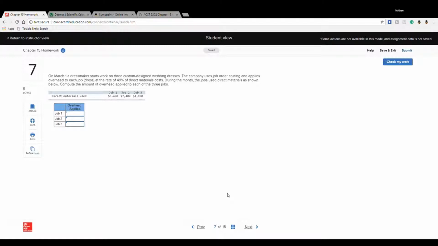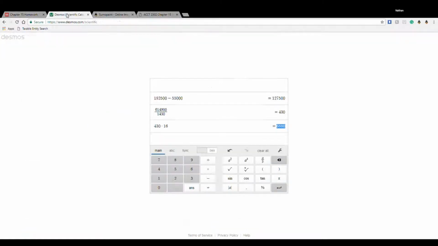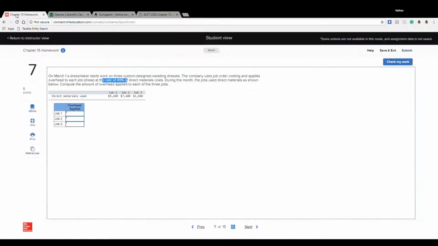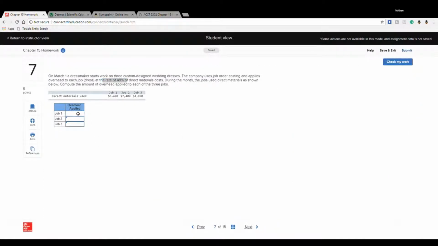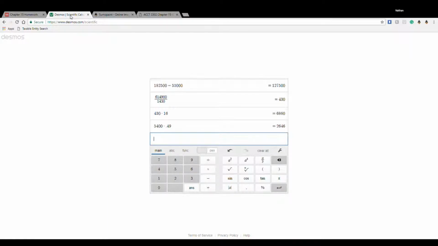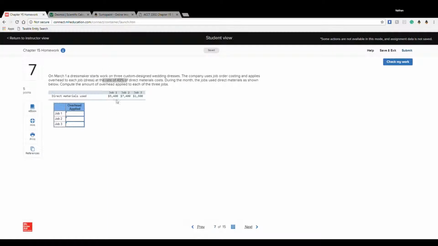Alright. So this one's a little bit easier. Since we're only trying to allocate overhead that's been applied, all we do is take our rate and multiply it by whatever the job is. So job 1, make sure it's on there, 5,400 times 0.49. Again, you need to convert the percentages into decimals. It makes life a little bit easier. So with that, it says my actual allocated rate should be 2646.